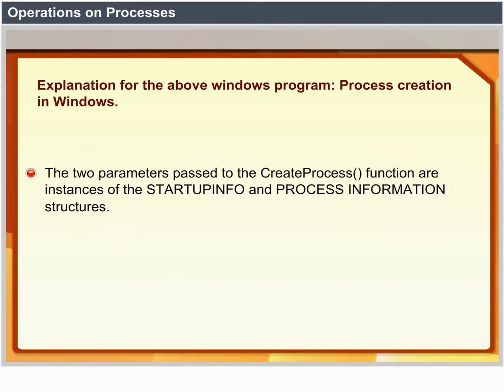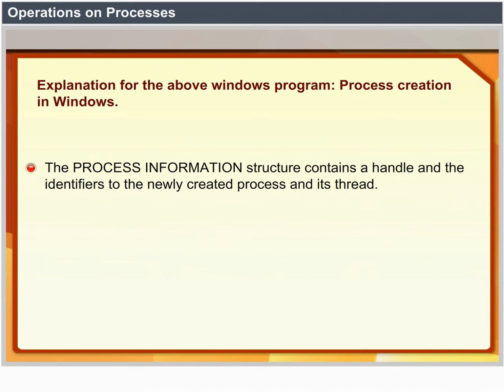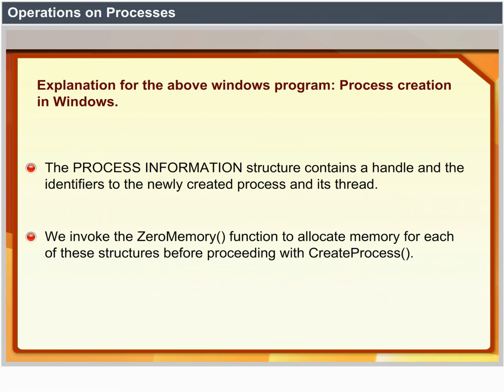The two parameters passed to the CreateProcess function are instances of the STARTUPINFO and PROCESS_INFORMATION structures. StartupInfo specifies many properties of the new process, such as window size and appearance, and handles to standard input and output files. The process information structure contains a handle and the identifiers to the newly created process and its thread. We invoke the ZeroMemory function to allocate memory for each of these structures before proceeding with the CreateProcess function.